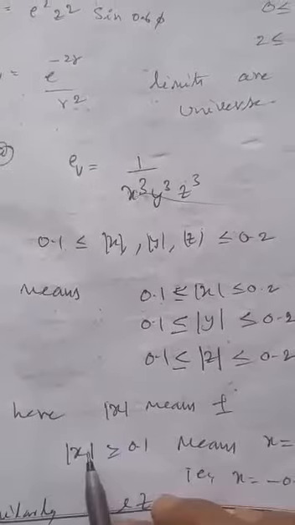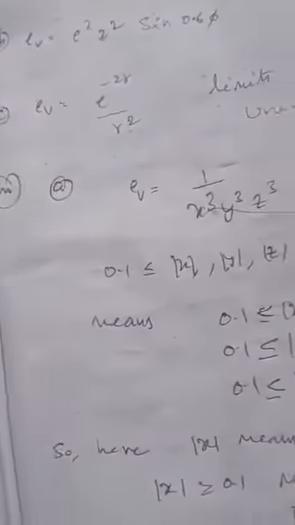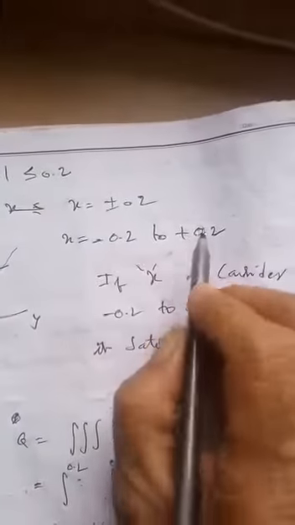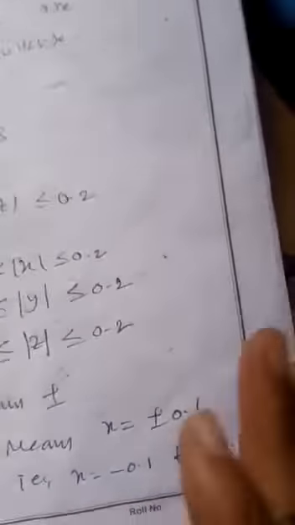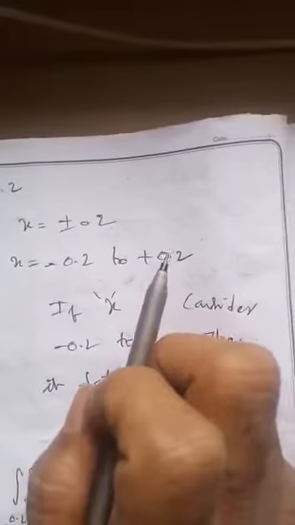And similarly, if you consider x equal to 0.2, then x varies from minus 0.2 to plus 0.2. That means this is the maximum limit, and modulus of x equal to 0.1 is the minimum limit. Since we have to cover the maximum limit, we choose x as plus or minus 0.2. That means x ranges from minus 0.2 to plus 0.2. So this is how we should take it into account.